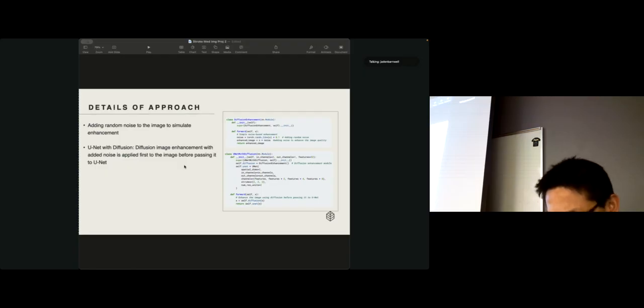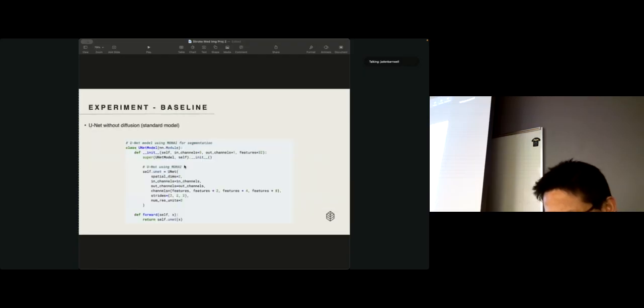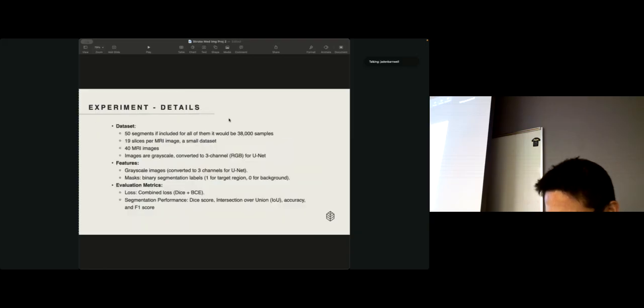on stroke segmentation. The baseline that I used was the UNet without diffusion, and this is kind of the architecture or the setup of that UNet model without diffusion. And it's from MONAI that I'm going to compare against as well.